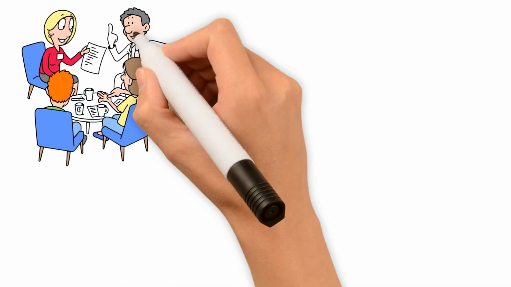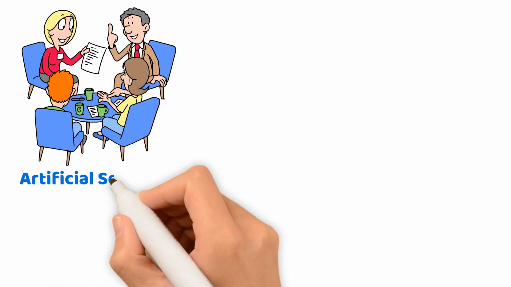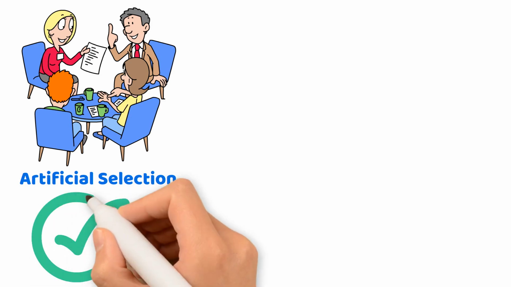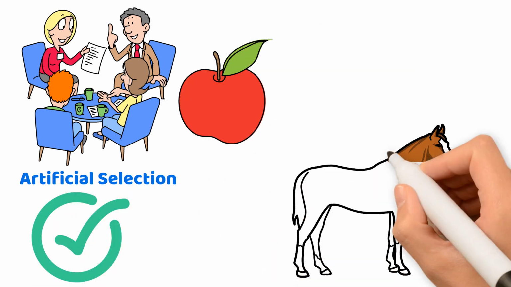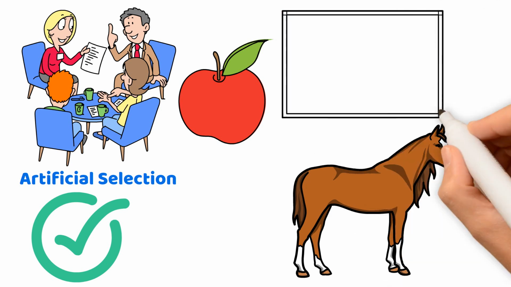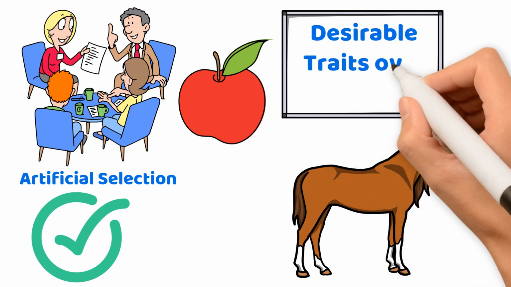Humans have harnessed a similar process known as artificial selection, where we choose specific traits in plants and animals to cultivate. From the juiciest apples to the fastest racehorses, selective breeding allows us to enhance desirable traits over generations.